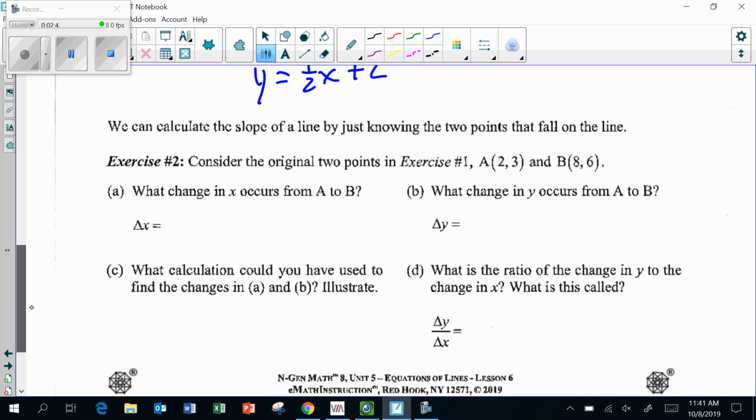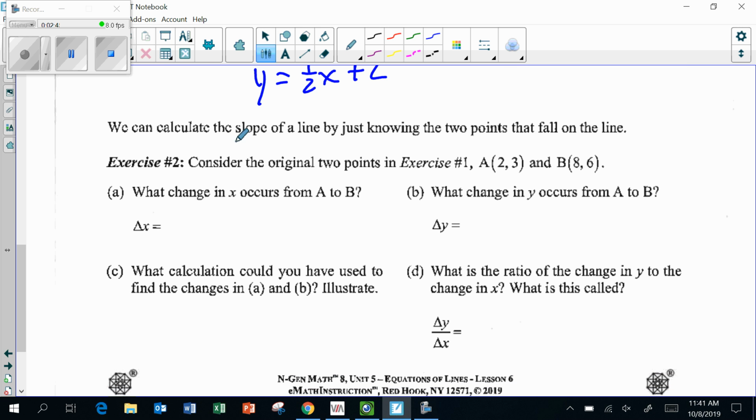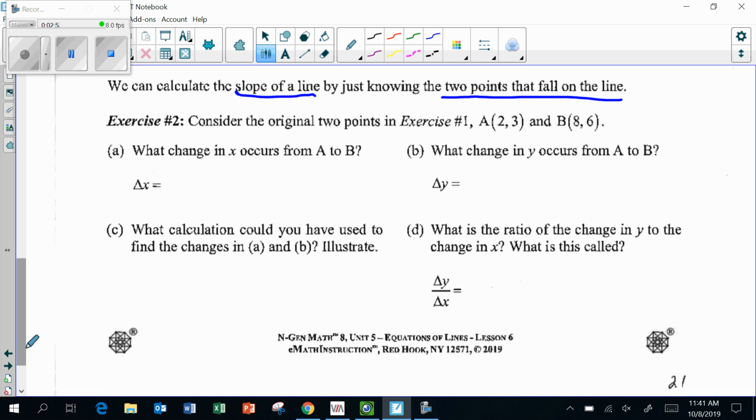All right, now we can also just calculate the slope of the line without a graph by just knowing the 2 points that fall on the line. So exercise 2, let's consider the original 2 points in exercise number 1. A is (2, 3), B is (8, 6). And what change occurs in x from A to B?